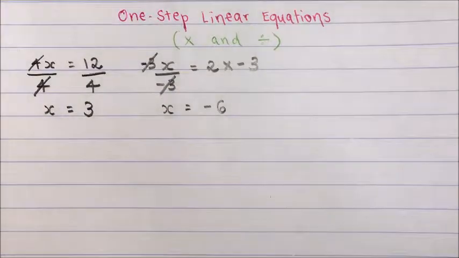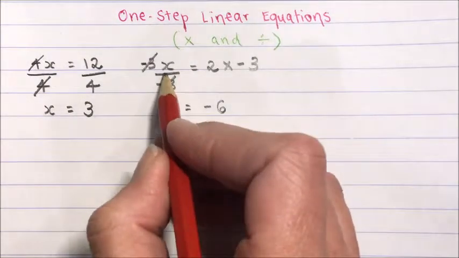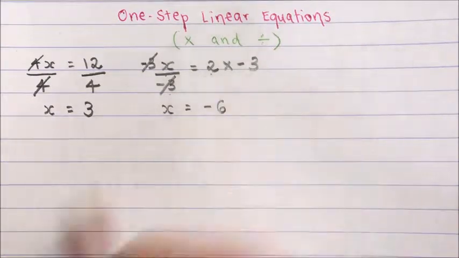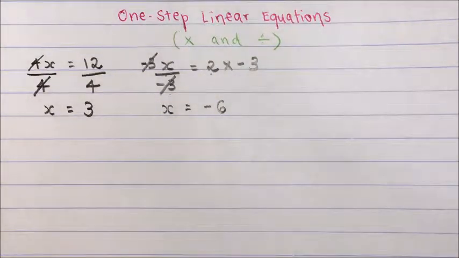Let's substitute it back in and see if that works. -6 divided by -3 equals +2. Correct. What happens now when x is on the bottom?